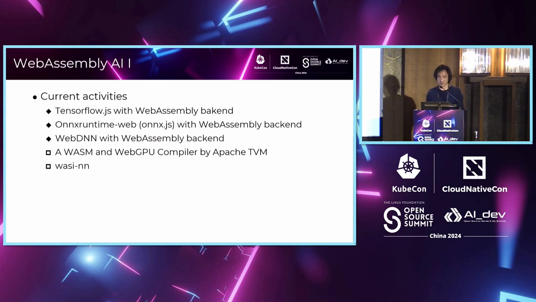The modern web browser supports WebGL, which is a JavaScript API to use the GPU. This API is designed for graphics processing. It's not very suitable for general purpose computing and even machine learning. That's a problem, right? Another problem: what about other hardware accelerators? Besides NVIDIA GPUs, there are many other hardware accelerators. We also need to support them for WebAssembly.